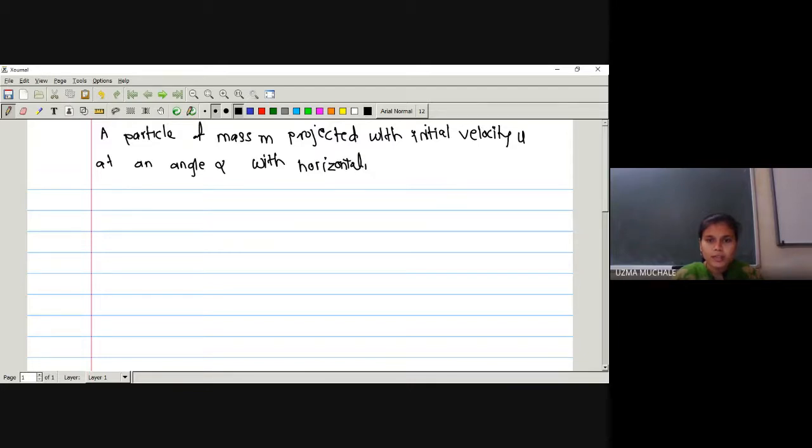So now what is our job to find out? Use the Lagrange's equation of motion to find out the equation of motion. Or we can say use the Lagrange's equation to describe the equation of motion. Okay. Let me describe it in detail.